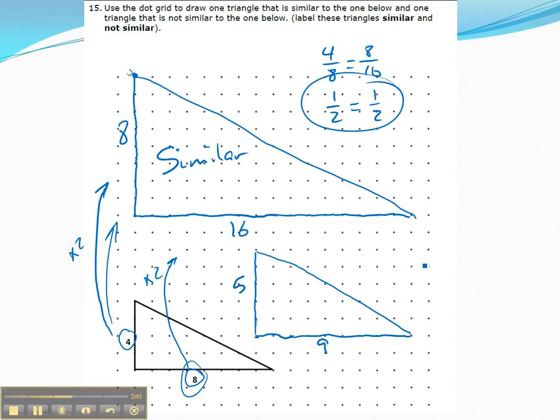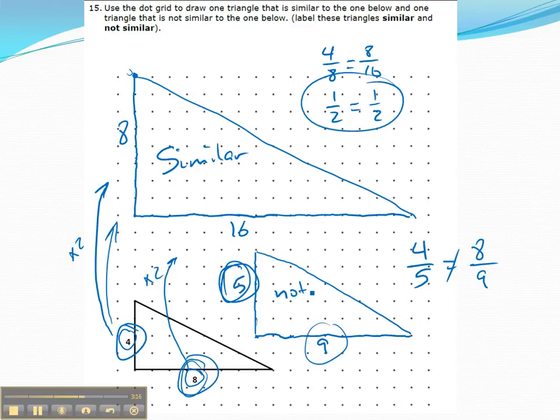Now let's set up our proportion to see whether or not these are really similar. I'm going to compare the small triangle to the larger triangle. 4 over 5, comparing the smallest side to this smallest side, should equal the longest side, 8, to the longest side of the bigger triangle, 9. And both of these fractions are already simplified as far as they can go. And we know 4/5 does not equal 8/9. So they're not equal, they're not proportional, and these triangles are not similar.